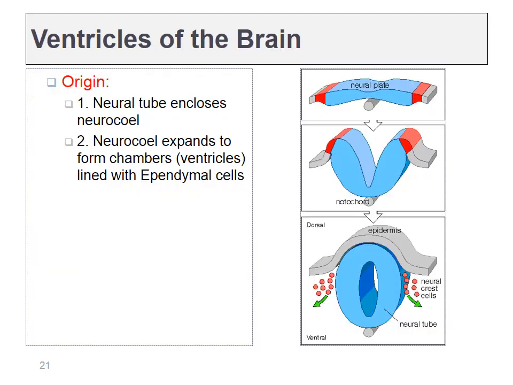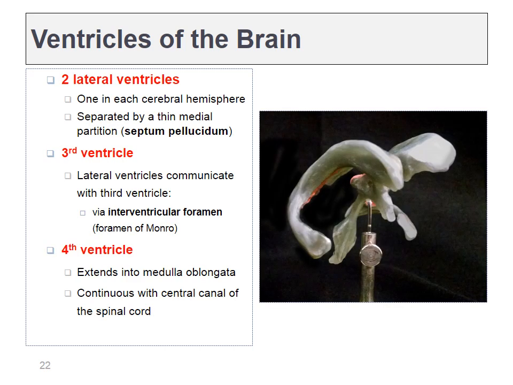Next, we can talk about the ventricles of the brain. Because the brain and spinal cord started off as a tube, the hollow portion winds up persisting throughout adulthood, forming the central canal of the spinal cord and the ventricles in the brain. The ventricles take on a more complicated shape than the central canal of the spinal cord, and that's because of the way the forebrain grows.